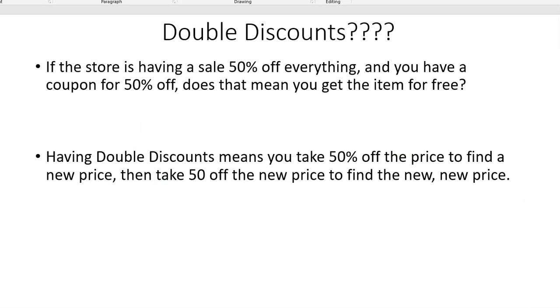Now, be cautious with this. This is probably the number one place where I see stores mess up. And if they advertise the price, they kind of have to give it to you for that price. So be cautious. If a store is having a sale 50% off of everything, and you have a coupon for 50% off, does that mean you get the item for free? Because 50% plus 50% is 100% off. The answer is no. Having double discounts means you take 50% off the price, and then you take 50% off the new price to find the new price.